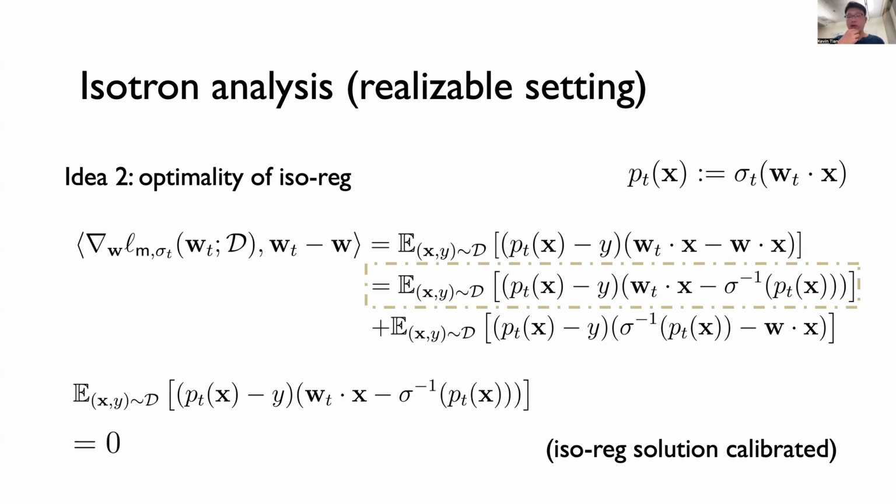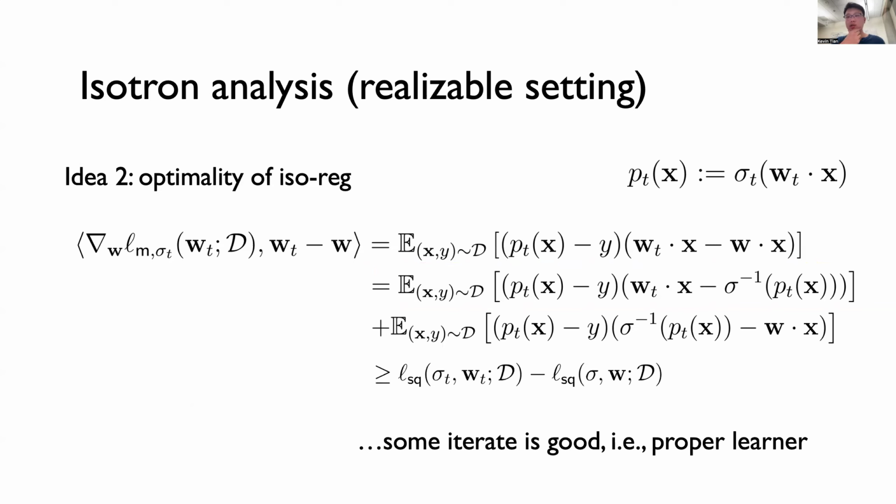On the other hand, for the second line, we can actually just show that in the population level case, this is actually just equal to 0. And intuitively, this is a property of isotonic regression. In particular, it's known that the isotonic regression solution is calibrated. And what calibration means is that conditional on p(x), the expectation of y is actually just equal to our prediction. So iterating expectations shows that this term is just 0.